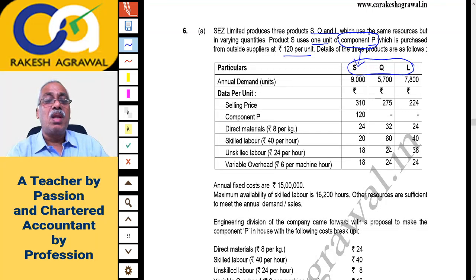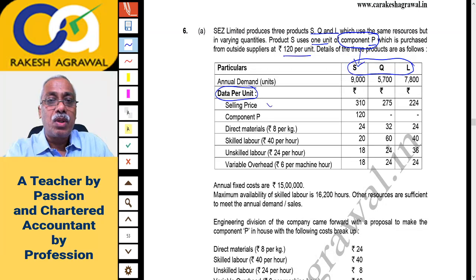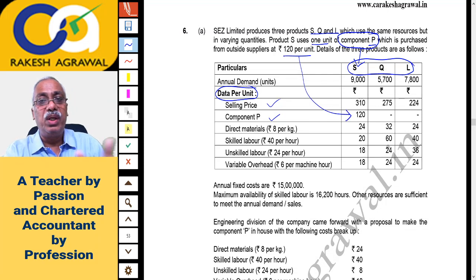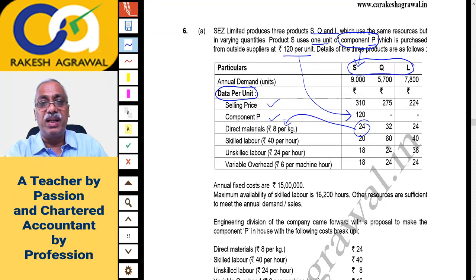Now annual demand is given for all the 3. Data is given per unit, means 1 unit of output. Selling price is given. Component P's cost is given, which you buy at 120 for only S, not for Q and L. Direct material 8 per kg is the rate of raw material, and 24 rupees, 32 rupees and 24 rupees is the cost of that material, right? If you want to calculate quantity of material used, then 24 divided by 8 kg, you will get quantity, that is 3 kg. So 3 kg of material used at the rate of 8 per kg, 8 per kg into 3, you will get 24 rupees and so on.